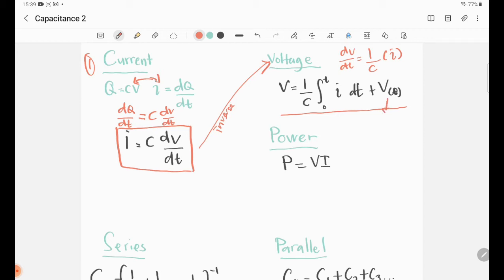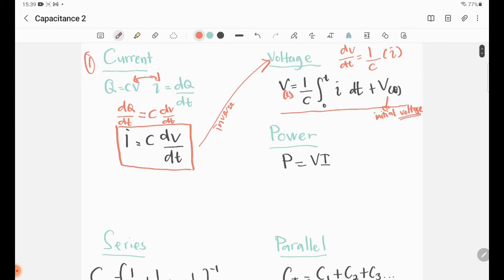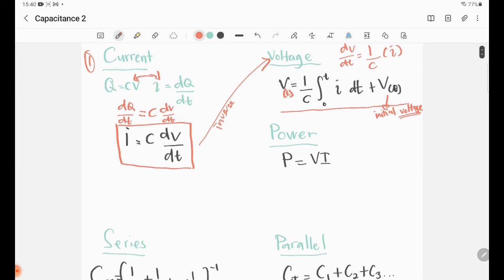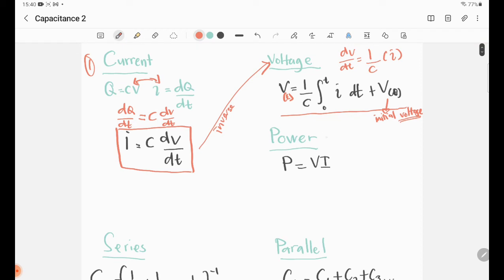V naught here means the initial voltage inside the capacitor. As we know, a capacitor is a component that stores charge, and it is stored in terms of voltage. So when we calculate the voltage at time t, we also need to consider the previous or initial value of the voltage inside the capacitor.